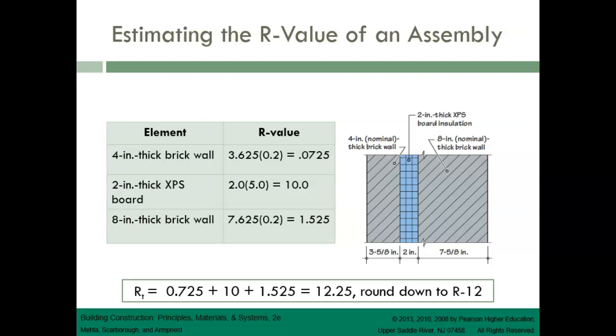For the 8-inch thick brick wall, the actual thickness of the brick or the block is 7.625, and the R value of brick is 0.2, and so the total R value of the 8-inch brick wall is 1.525. We then would simply add up each layer in the assembly. So 0.725 plus 10 plus 1.525 is equal to 12.25. Since R values are recorded in increments of 1, we're going to round this one down to R12 for a total R value of that assembly.